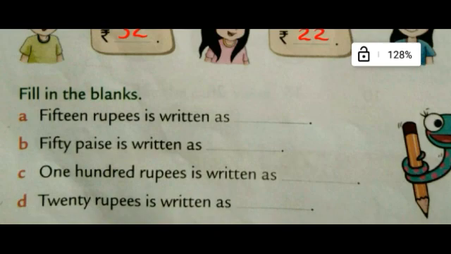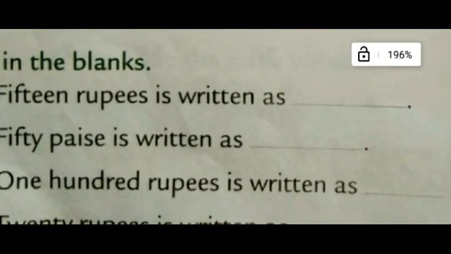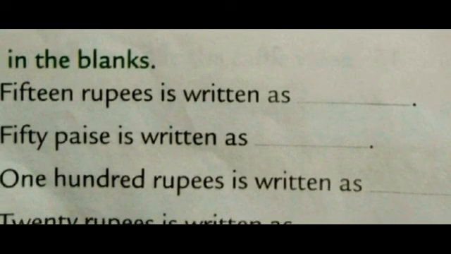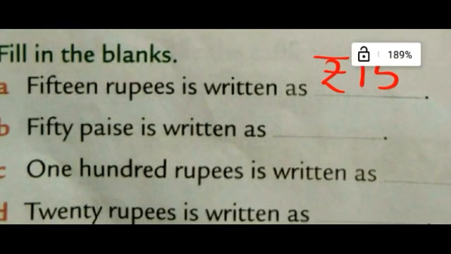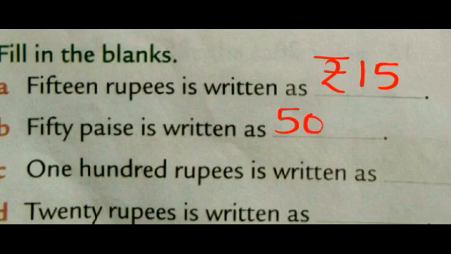Fill in the blanks. 15 rupee is written as. Okay. So this is a symbol of rupee. First we need to write it like this. And we have to write 15 rupees. So 1, 5, 15 rupees is written as like this. Rupee 15. Okay. Now 50 paise is written as 50. And we can write P. P stands for paise. Okay, scholars.